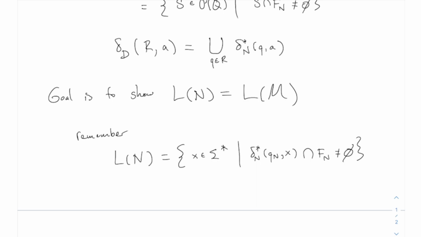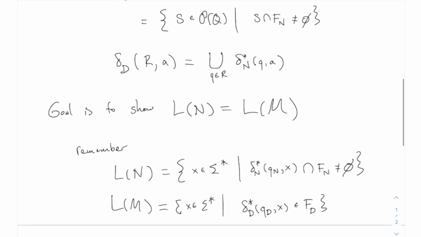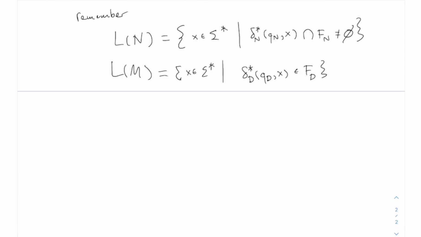What is L of M? The language of M. Remember, what is the language of a DFA? That's actually a little bit easier to write down. It's all x in sigma star such that delta star on the DFA of the starting state of the DFA, which I called QD, and x is in FD, right? That's the definition of the language of a DFA. It's all the strings such that when you do the delta starting from the starting state, the result is an element of FD.